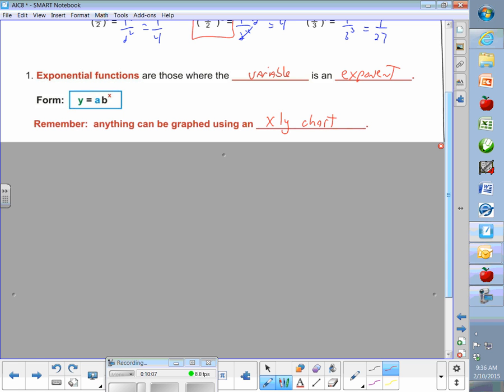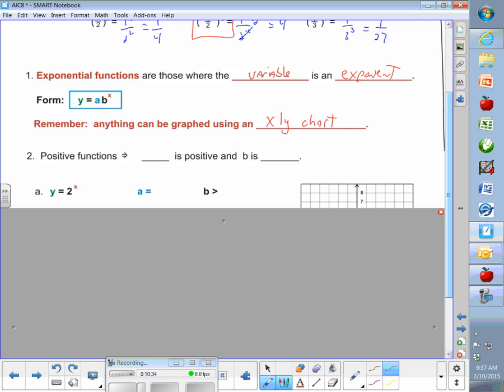Now, we learned a better way to graph lines, haven't we? Using slope-intercept form, y equals mx plus b. That's a more efficient way of graphing a line. But you know what? You can graph a line using an XY chart. That's what we did in the beginning. How do you graph absolute values? XY chart. How do we graph exponential functions? XY charts. So anything can be graphed using an XY chart.